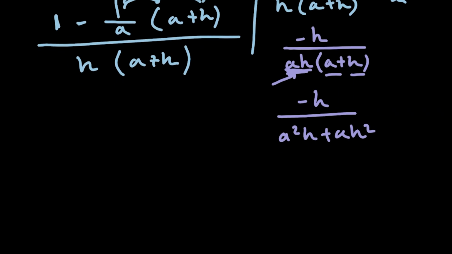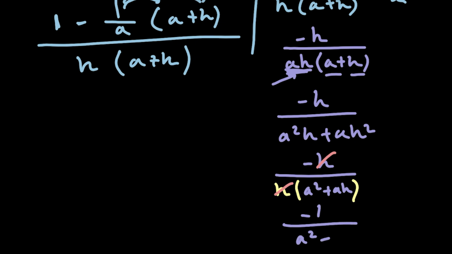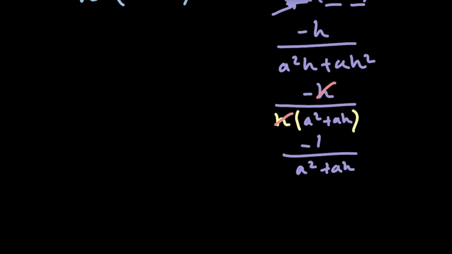Well, we have h as a common factor, so we'll have minus h over, I will just take h as a common factor, and the remaining part would be a to the power 2 plus ah. So this h and this h would be cancelled, so we will have minus 1 over a to the power 2 plus ah. And as you can notice, we cannot simplify this expression further. So this is the final solution for this example.